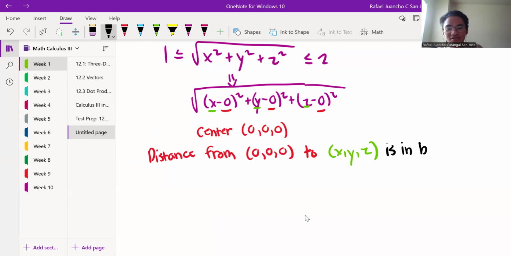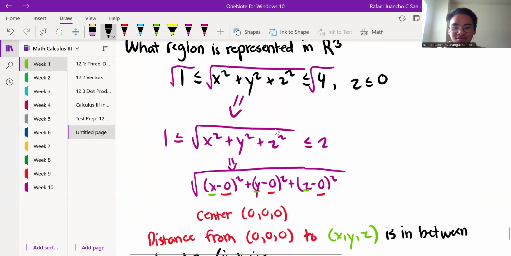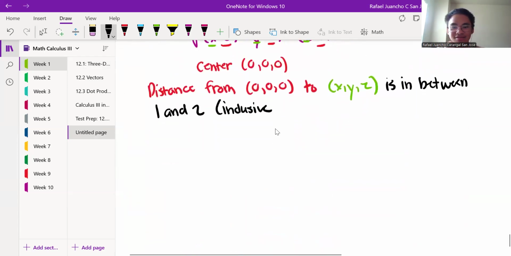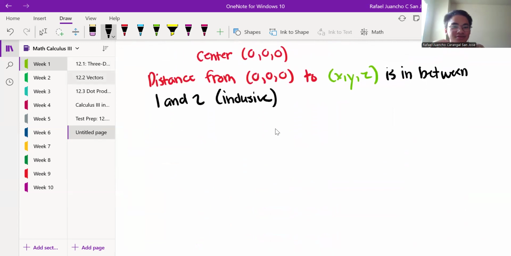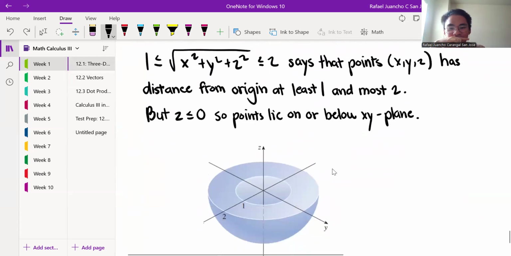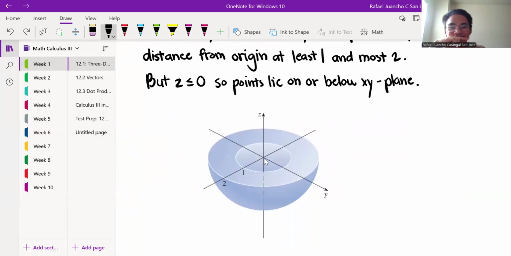is in between 1 and 2 in English. Inclusive. Let's make it inclusive. So it could just be 1 and 2. Right? That's what that's saying. Now, how do we visualize that? Well, we actually kind of already have it here.